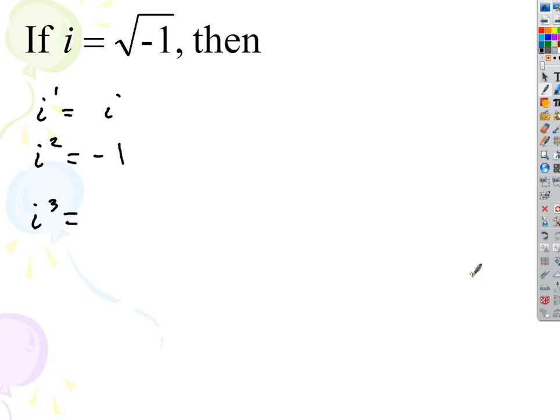Okay, so what do you think? Suggestions. Could I write i cubed in terms of i to the 1 and i squared?